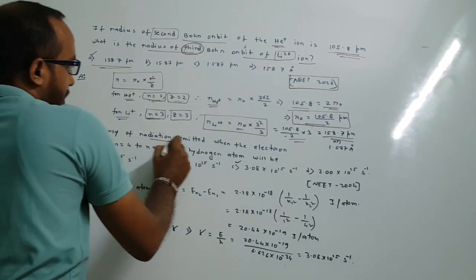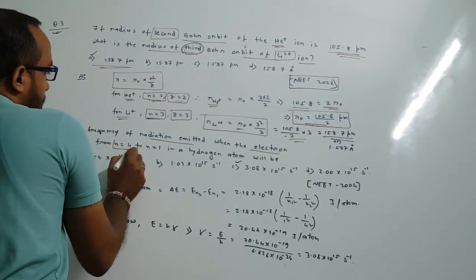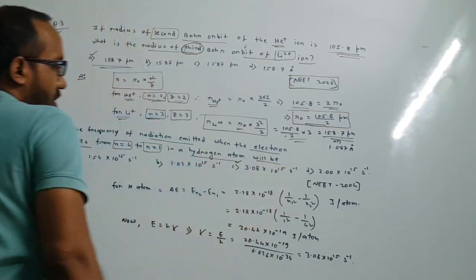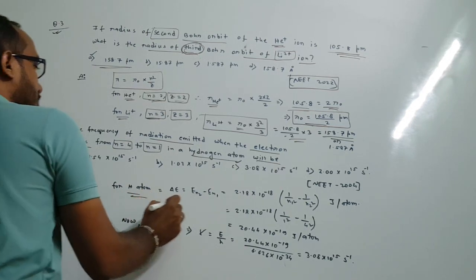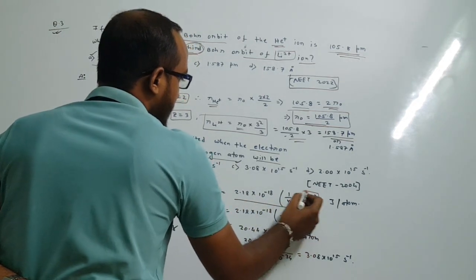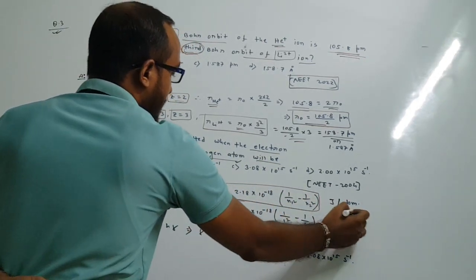See the next question. The frequency of radiation emitted when the electron falls from n equals 4 to n equals 1 in a hydrogen atom will be. We know for the hydrogen atom the energy is 2.18 into 10 to the power minus 18 into 1 by n1 square minus 1 by n2 square in joule per atom.